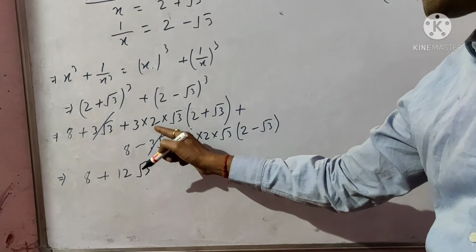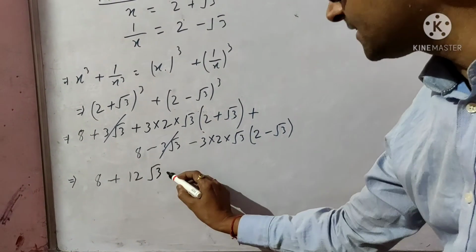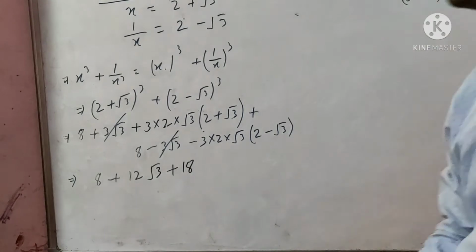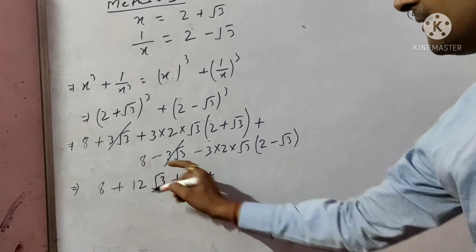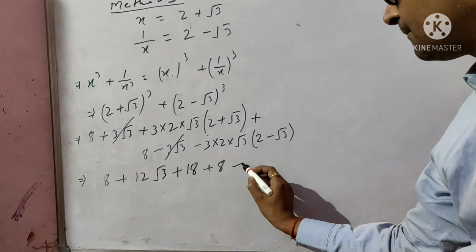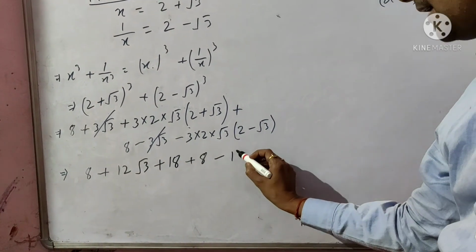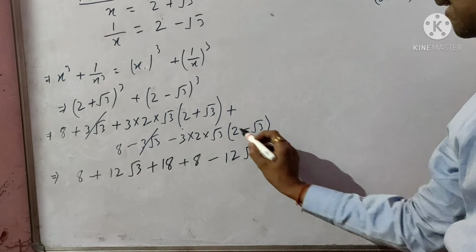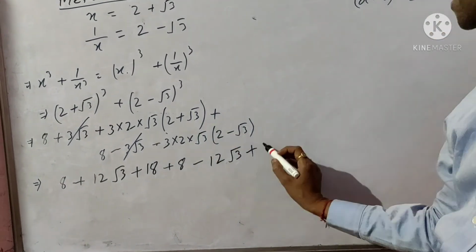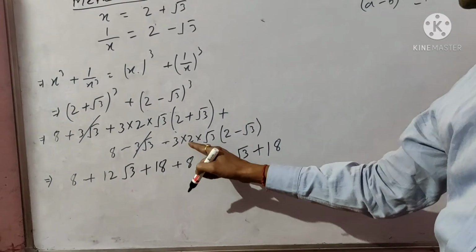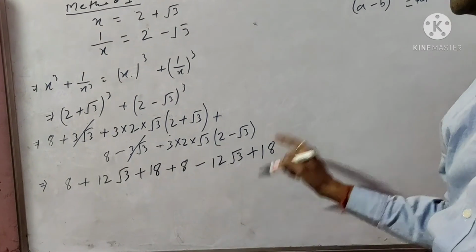So 3 into 2, 6. And root 3 into root 3 is equal to 3. So 6 into 3 is equal to 18. Okay. Then after, here is the negative sign, plus, put this value 8, minus 3 into 2, again student 6 into 2, 12, 12 root 3, and minus is negative is positive, and here the value is 18, because 3 into 2, 6, and root 3 into root 3 is equal to 3. So 6 into 3 is equal to 18.